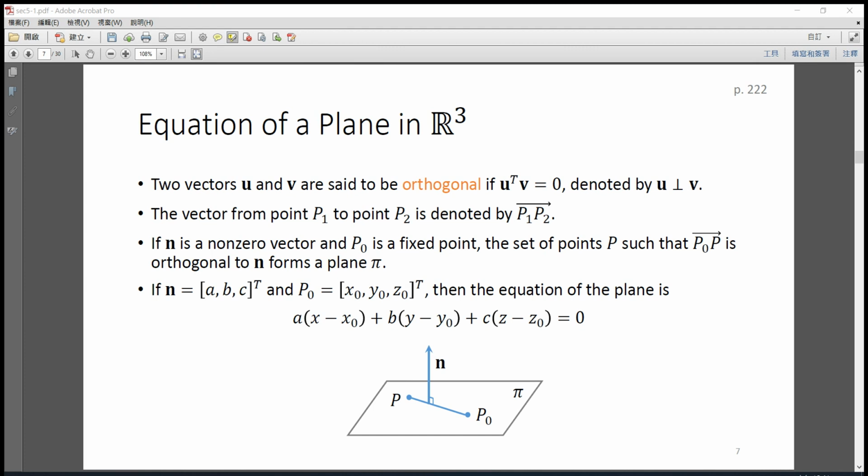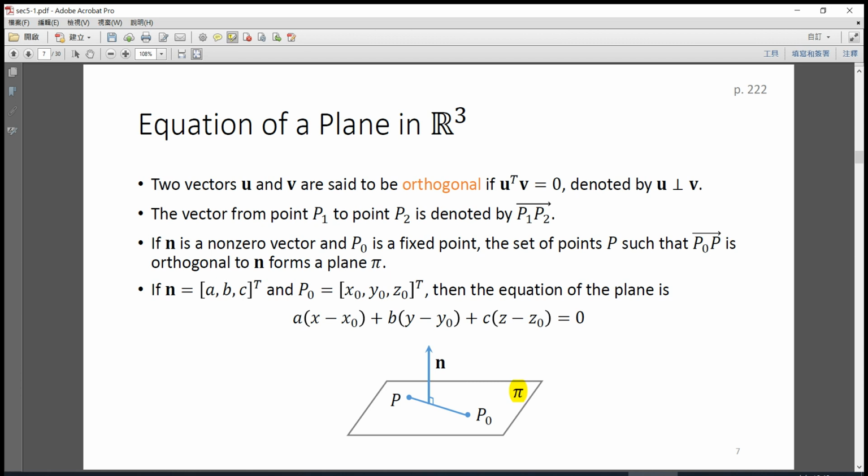In this slide, we discuss the equation of a plane in R3. Two vectors u and v are said to be orthogonal if u transpose v equals 0. That is, if the scalar product of u and v is 0, then the two vectors are orthogonal. We use the notation u perp v to denote that the two vectors are orthogonal. The symbol perp means perpendicular, and we use the notation p1p2 to denote the vector from point p1 to point p2.